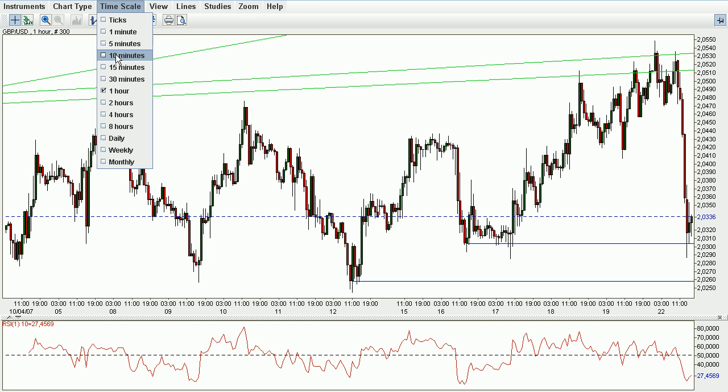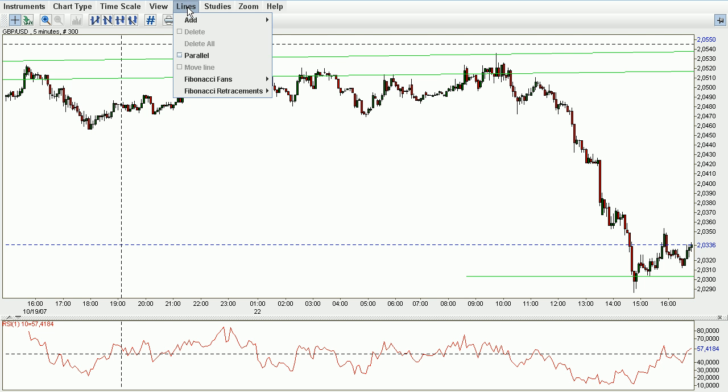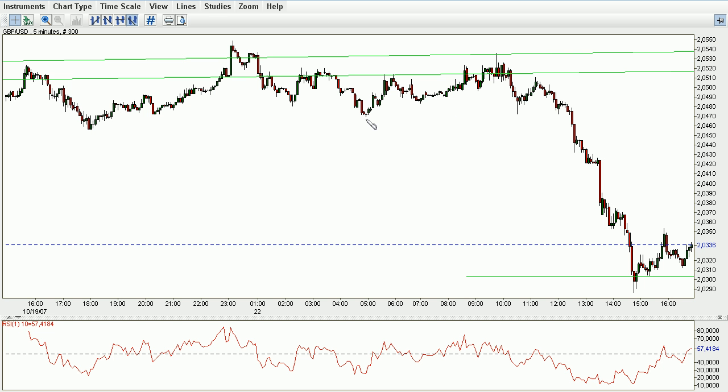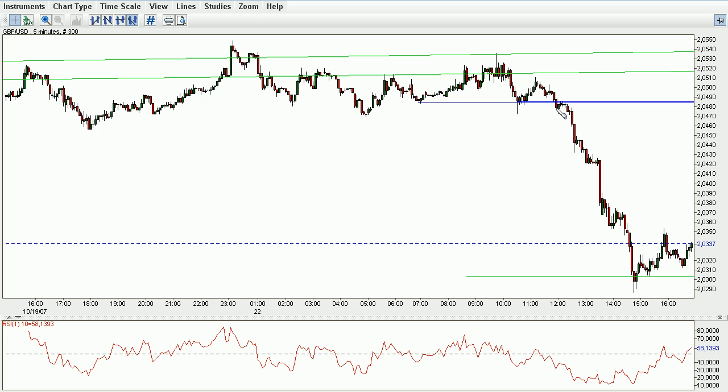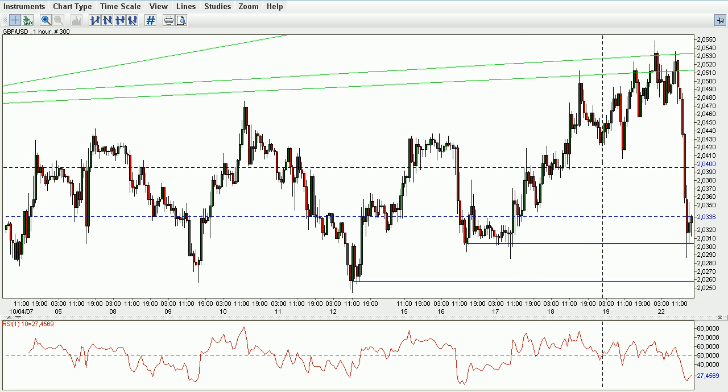Alright, if we go to a 5 minute time scale, we can more precisely set our entry point. If we draw this support level set by these lows here and also by these lows, which is quite coincident, then we can see that this place here must have been our entry point. And pretty much this is what we can say about this pair for today.